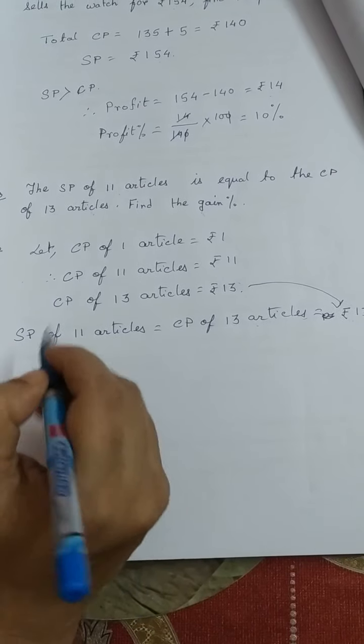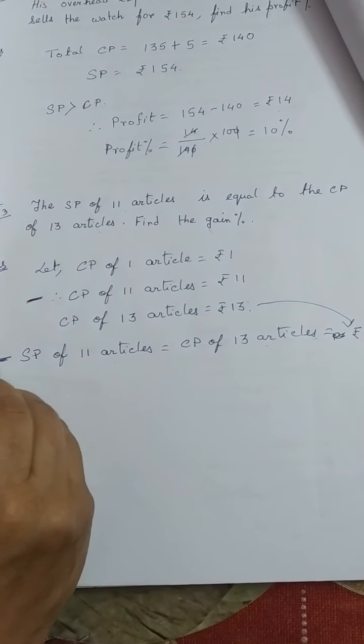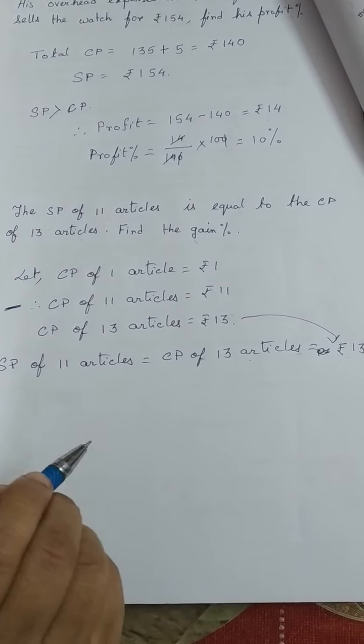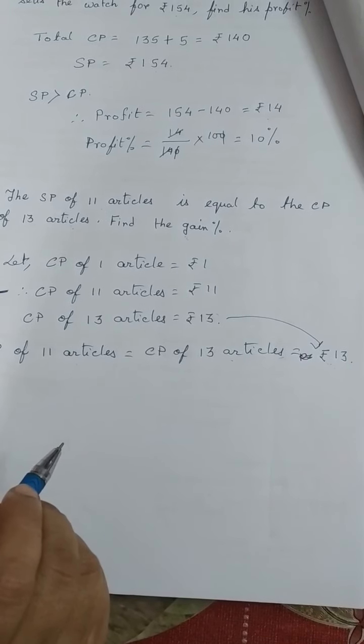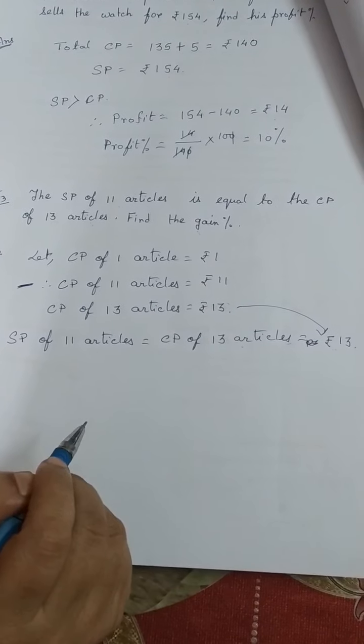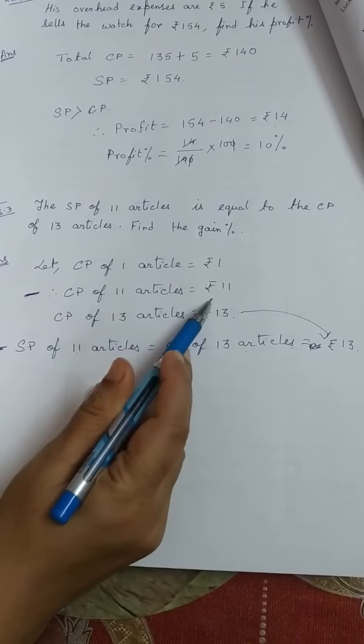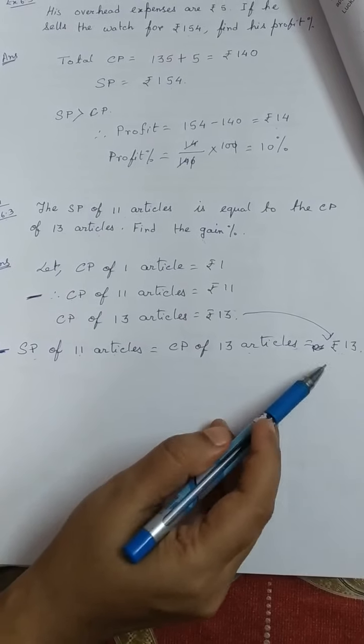Now consider these two lines: cost price of 11 articles and selling price of 11 articles. Whether I have profit or loss depends upon the number of articles. The number of articles should be the same. Then only we can decide whether we have a profit or loss. Number of articles is 11. So cost price of 11 articles is 11. Selling price of 11 articles is 13.